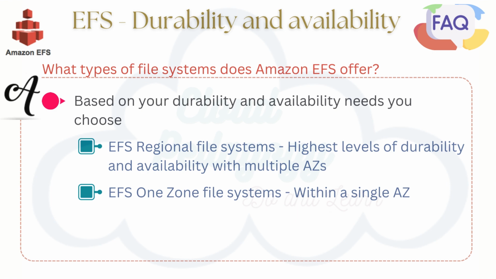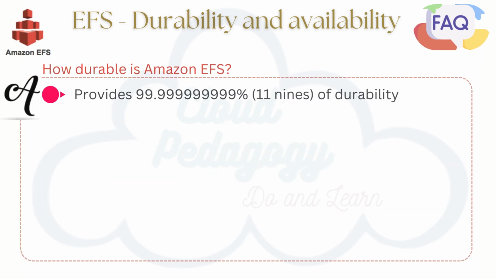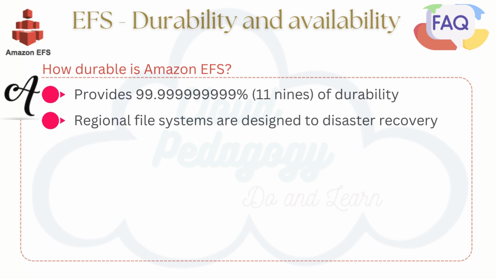So, the data in these file systems will be unavailable and might be lost during a disaster or other fault within the AZ. Next, how durable is Amazon EFS? Amazon EFS is designed to provide 99.999999999% of durability over a given year. EFS regional file systems are designed to sustain data if an AZ is lost. Because EFS One-Zone file systems store data in a single AZ, data stored in these storage classes might be lost during a disaster or other fault within the AZ.